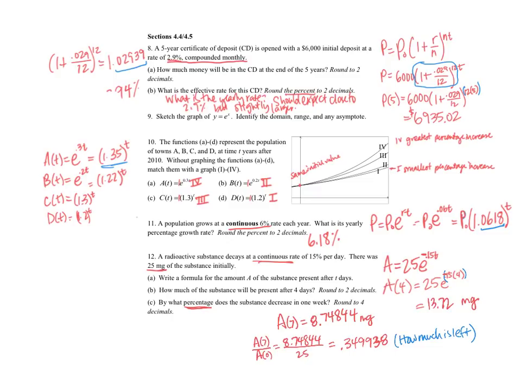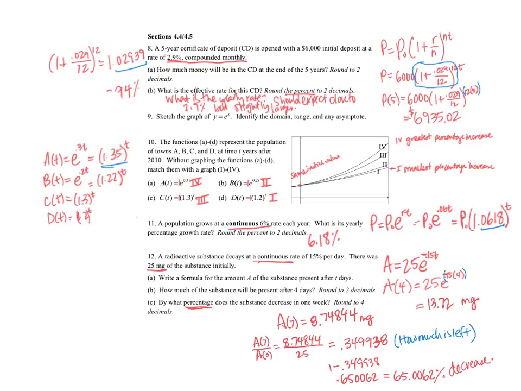So if I do 1 minus 0.349938, I get 0.650062. So that's 65.0062% is how much it decreased.